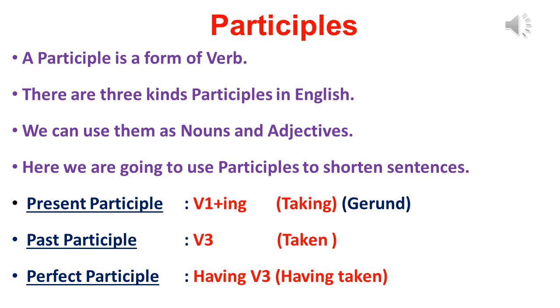Let's have a look at the three participles. Present participle: V1 plus ing, or the ing form of the verb. Example, taking. Past participle: V3, or the third form of the verb. Example, taken. Perfect participle: having plus V3. Example, having taken.